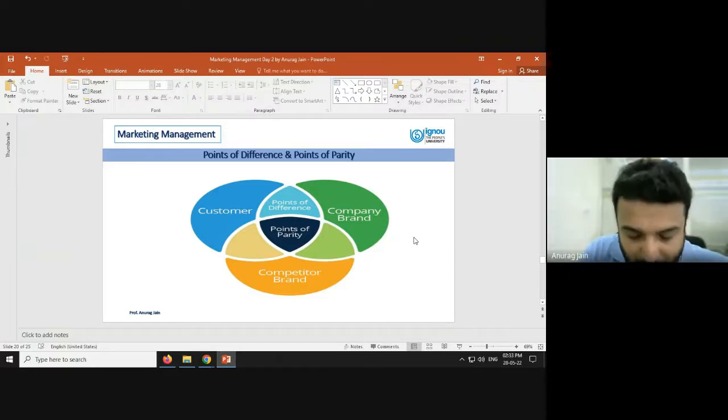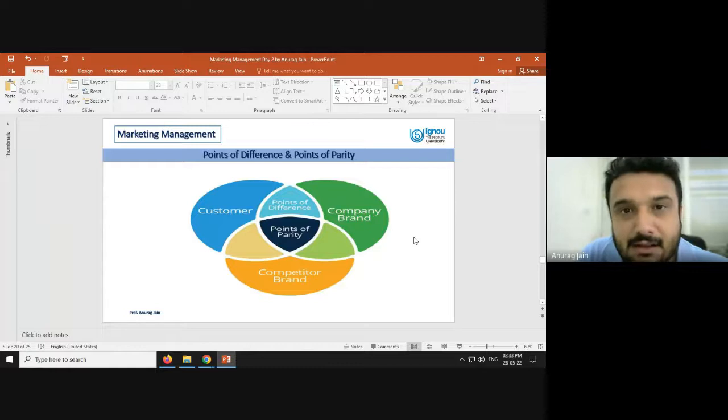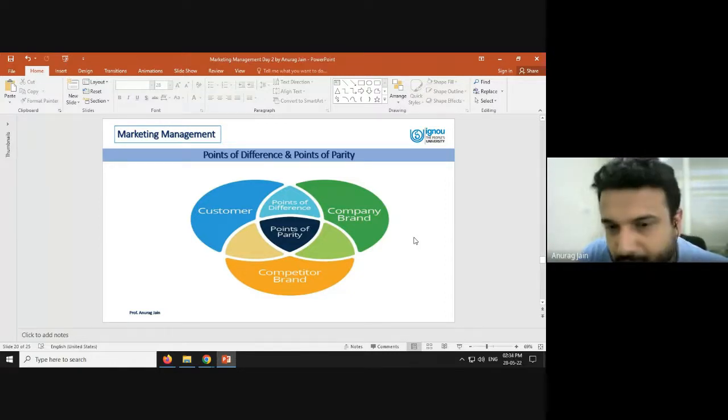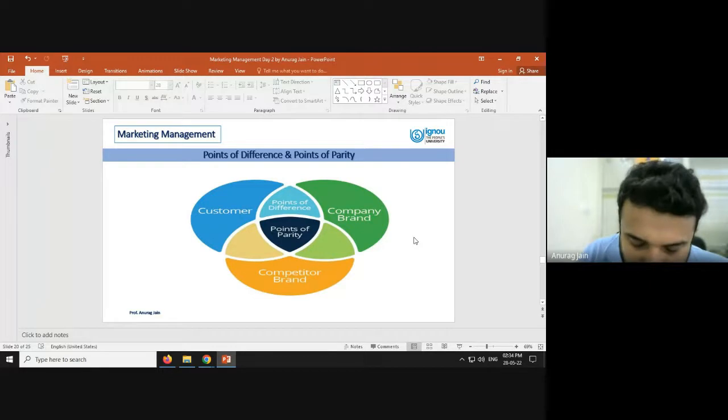If you compare Hyundai and Maruti Suzuki, Hyundai is a Korean brand, and Maruti Suzuki is a Japanese and Indian brand. Why am I saying Japanese? Because Suzuki is a Japanese brand. Indian and Japanese, it's a joint venture of two companies. What are the points of difference? The design is very much different.